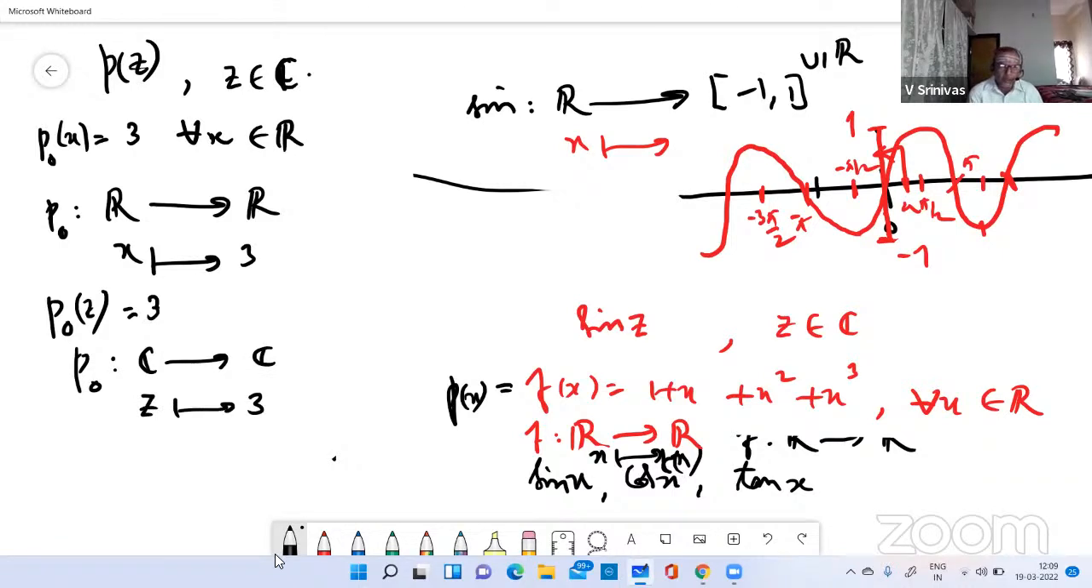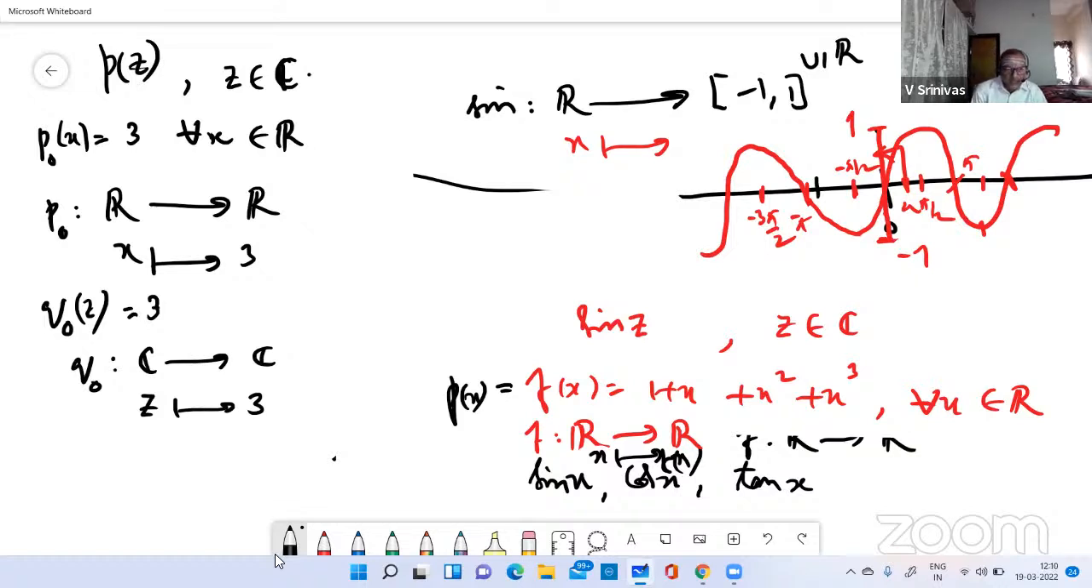Or you can give this a new name if you want. This being p naught, you may call this q naught. So q naught is a function from the set of complex numbers to the set of complex numbers, and z is a complex variable. z can take any complex number value. And what is q naught of z? It is 3. 3 is an element in the set of complex numbers.